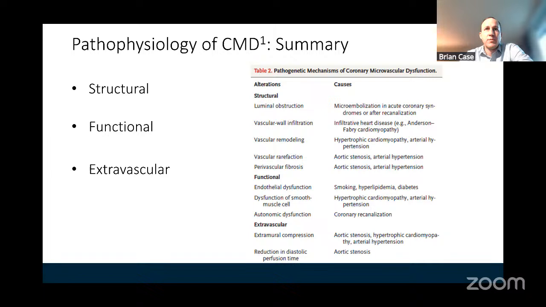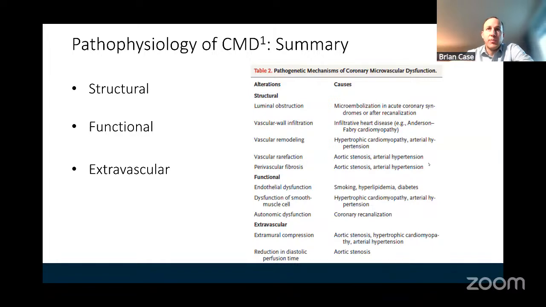Again, this is kind of just a snapshot of what contributes to the development of coronary microvascular dysfunction. There's structural changes, functional changes, as we discussed, and also you can have extravascular causes. You can have increased afterload due to uncontrolled hypertension or, say, aortic stenosis. You get thickening of the LV, and that can cause external compression on the small vessels of the heart, and that can manifest as coronary microvascular dysfunction.